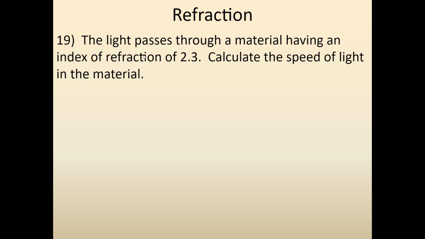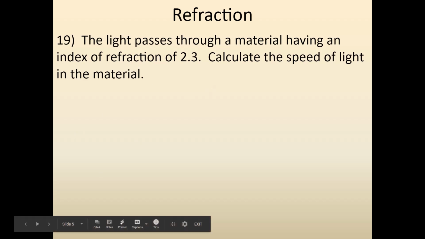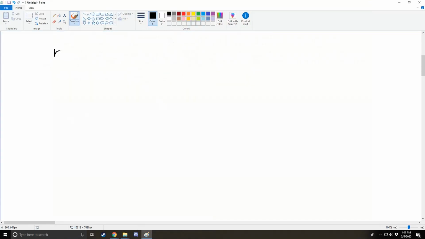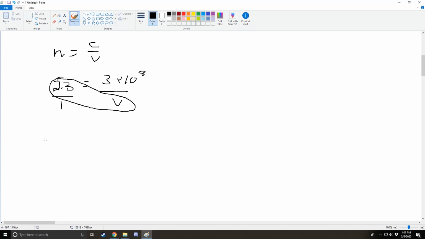All right, here we have the index of refraction as 2.3, and we want to figure out the speed of light in that material. So once again, n equals c over v. 2.3 equals 3 times 10 to the 8th over v, and we're looking for v. So I'm going to put this over 1 and cross multiply. 2.3v equals 3 times 10 to the 8th. Divide both sides by 2.3.